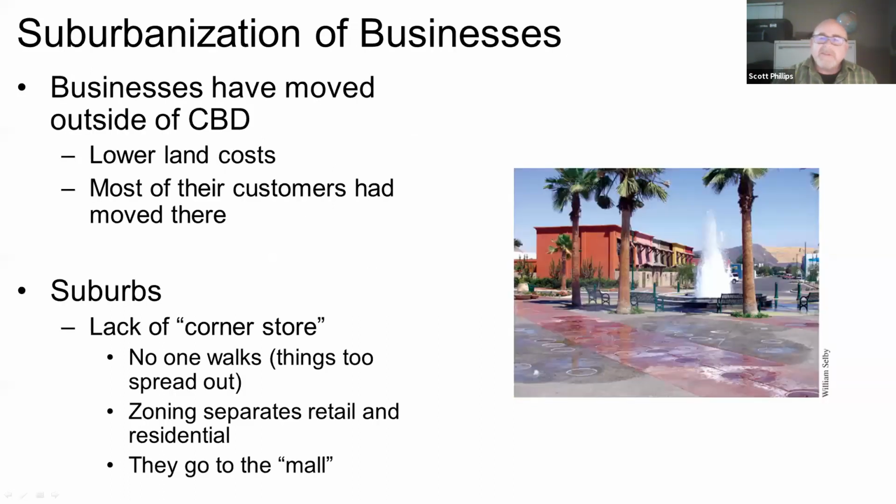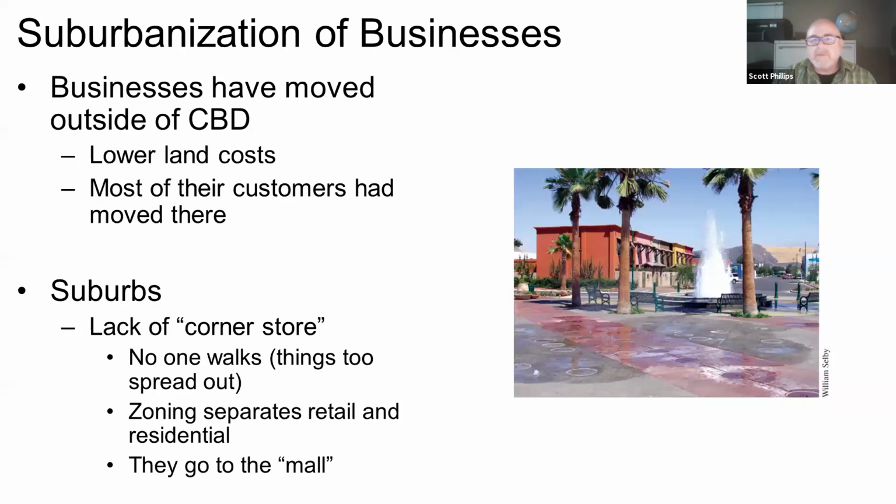And so this process of moving businesses outside of the Central Business District is called suburbanization. So businesses have moved largely outside of this Central Business District because they're driven by lower land costs, so it's more affordable, and because a lot of their customers have moved there. So as people have moved out to the suburbs like Clovis and North Fresno, businesses have followed them along as well. So shopping, restaurants, that sort of thing.